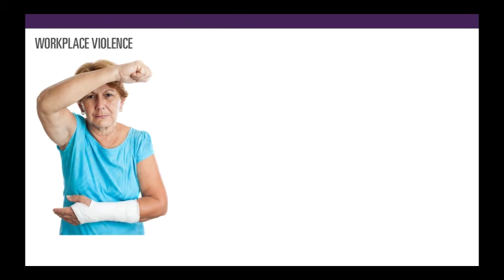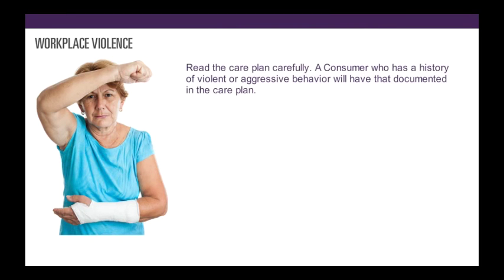As an HCA, you need to know what to do if you see violent or aggressive behavior and what to do to keep yourself and the consumer safe. Read the care plan carefully. A consumer who has a history of violent or aggressive behavior will have that documented in the care plan. The care plan may also list what to do if you notice these challenging behaviors. Have a plan for what you would do in case violence occurs. Read the care plan carefully.